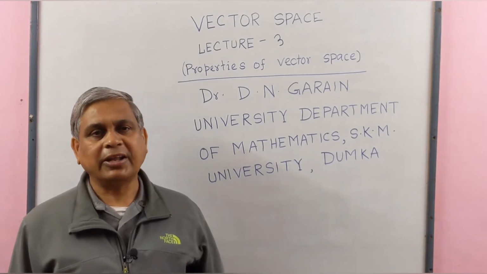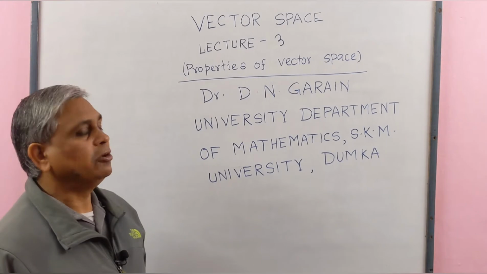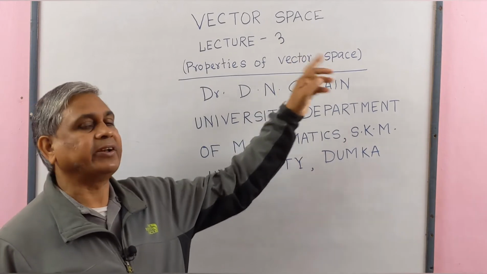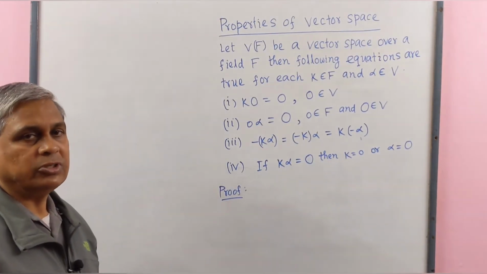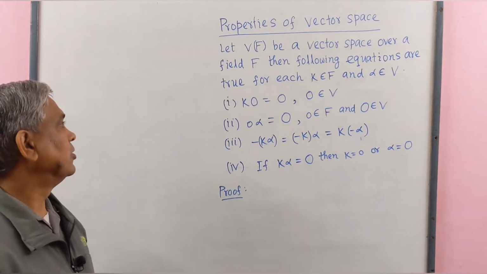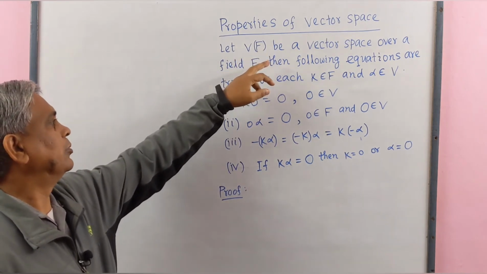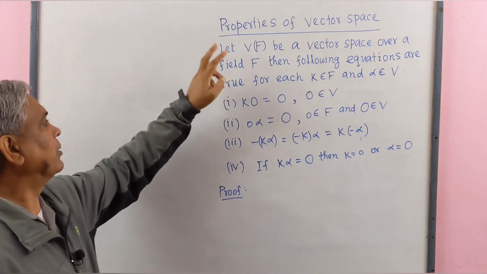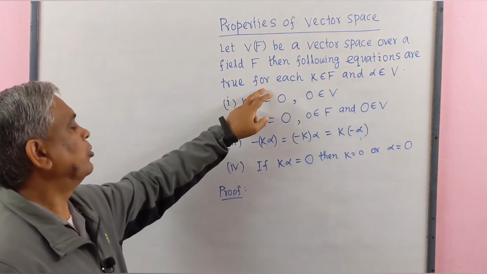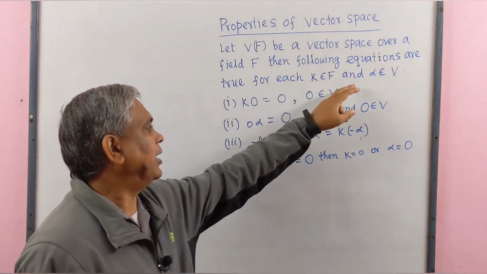Today I will deliver lecture on vector space, lecture number 3, in which I will discuss properties of vector space. Now we shall discuss properties of vector space. Let V(F) be a vector space over a field F. Then the following equations are true for each k belongs to F and alpha belongs to V.